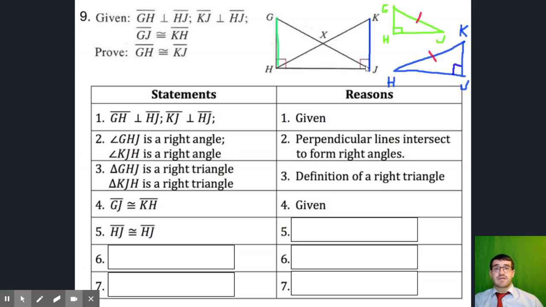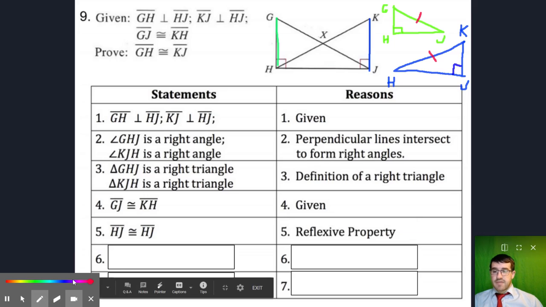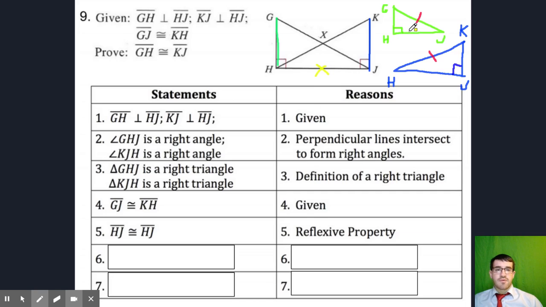These triangles do share a side, even though it's not the side that we're used to seeing. We're used to seeing the one in the middle. But a shared side is still going to be congruent to itself by the reflexive property. I'm going to mark that with an X in yellow, and I will draw it over here with the tick marks. I guess I better mark the original triangle too, huh?